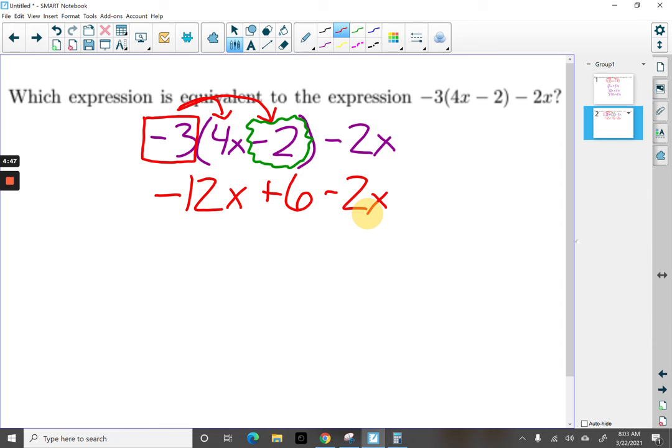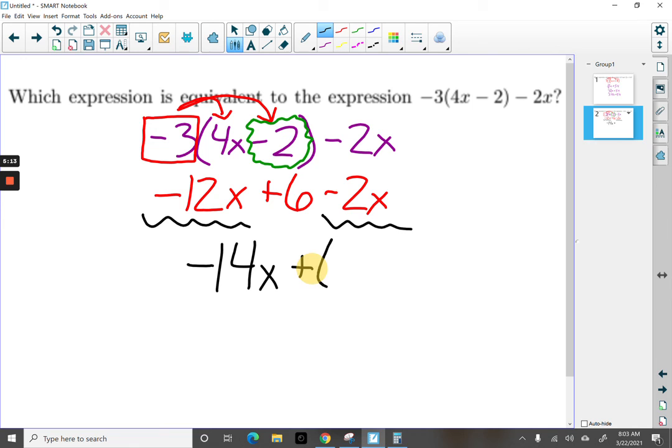Now, of course, we are not done with this problem. This problem still has an extra step left because we do have like terms. We see like terms between our x's right there. Negative 2x and a negative 12x, we can combine. Minus 12 and minus 2, well, that's minus 14x. And we still have our plus 6, which we cannot combine. So this would be the answer to this problem.